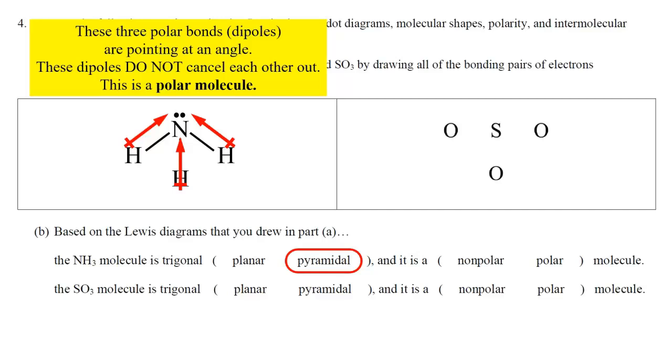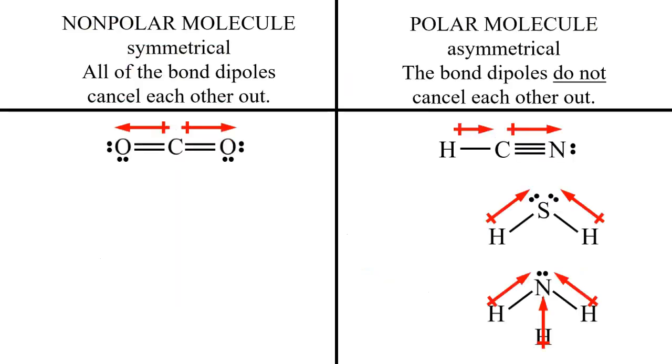So it's similar to a bent molecule, in that these dipoles do not cancel each other out. So NH3, with its trigonal pyramidal shape, is classified as a polar molecule. I'm going to place it on the right in this classification that I have so far. So I've got CO2, linear, symmetrical, nonpolar.